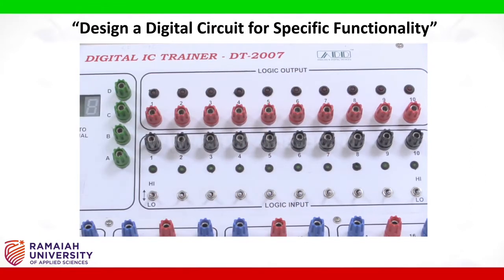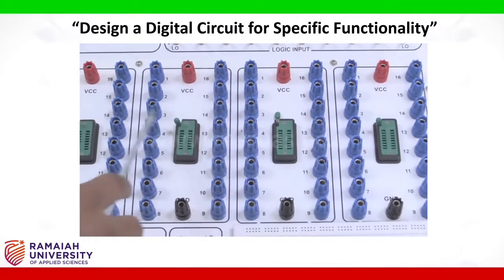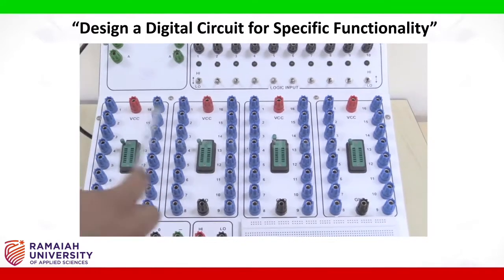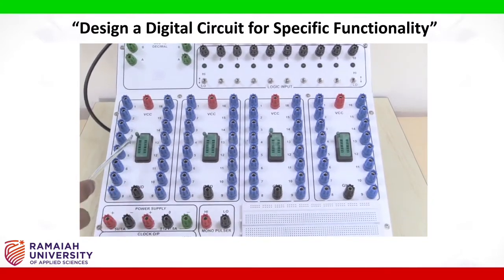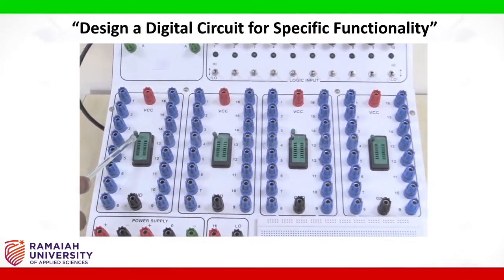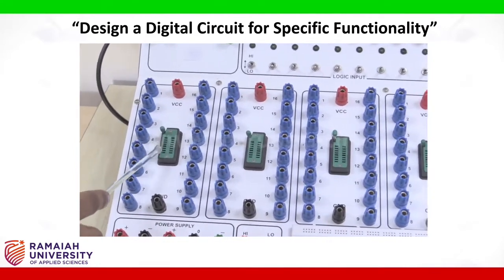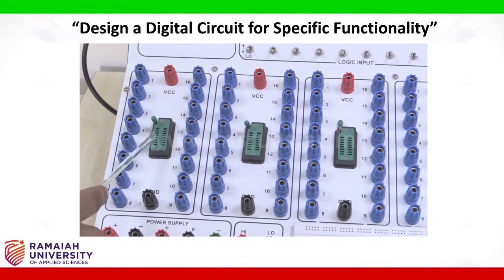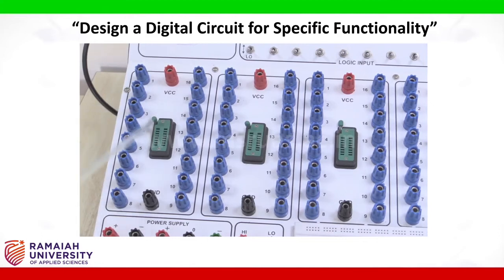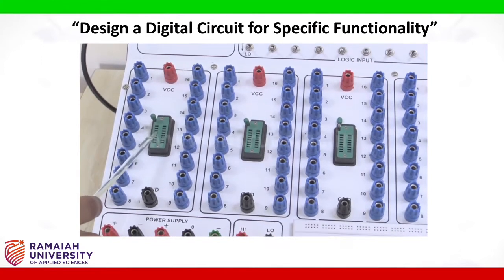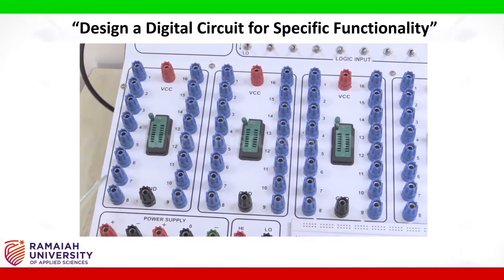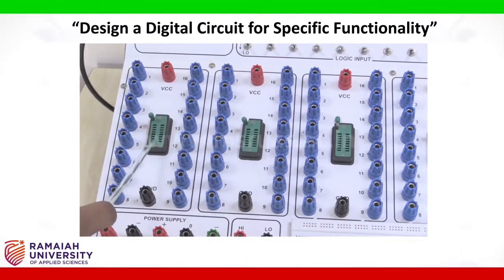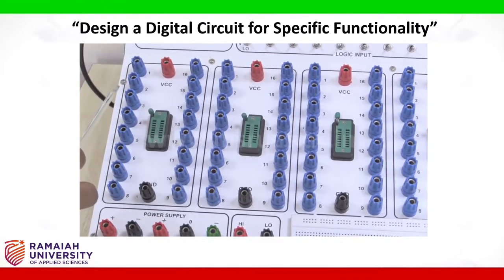Also you can see there are 4 IC bases, 1, 2, 3, 4, which are used to place an IC, and each IC base consists of 16 slots, 8 slots at the left and the remaining 8 slots at the right. Each IC base is equipped with VCC and ground in order to power up the IC, and these knobs you can see at the left and right side of the IC base are used to connect the IC pins.